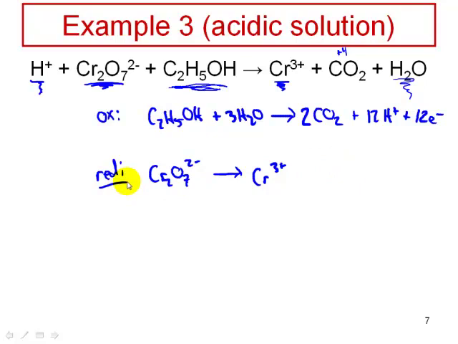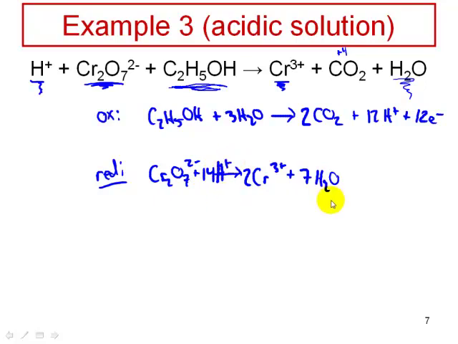Okay? If we look at the bottom one, I've got Cr2O7 goes to chromium. Well, chromium is unbalanced, so I have to put a 2 there in order to make that balance. Then over here, I've got 7 oxygens, which means I have to have 7 oxygens over here. I do that by adding 7 waters. And then to balance the hydrogens on this side, I've got 14 hydrogens here, and so I'm going to add 14 H plus ions to that side.